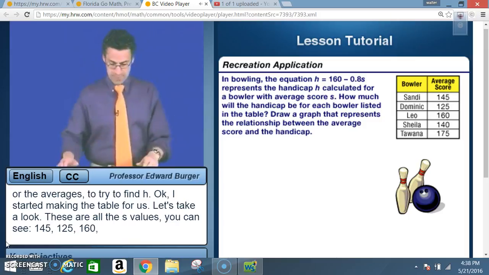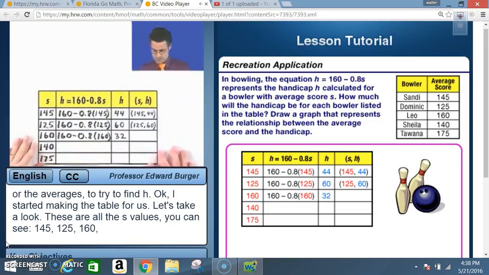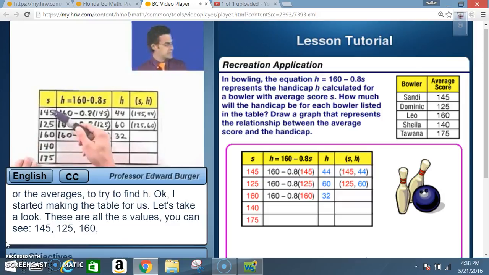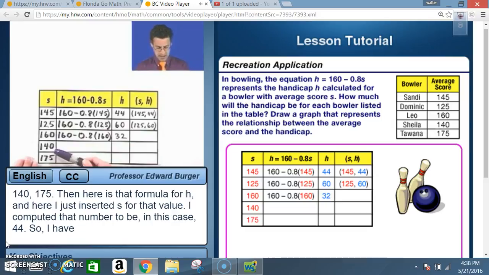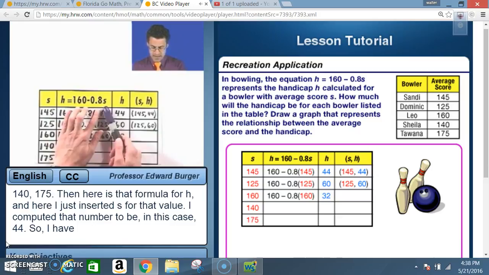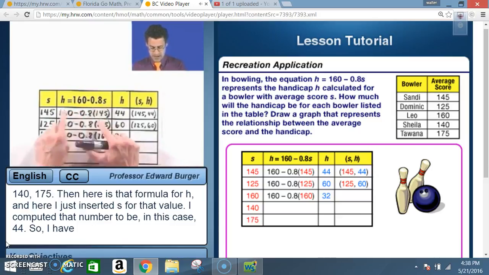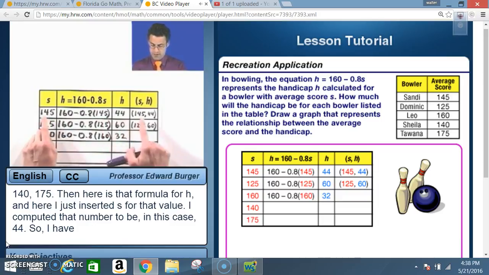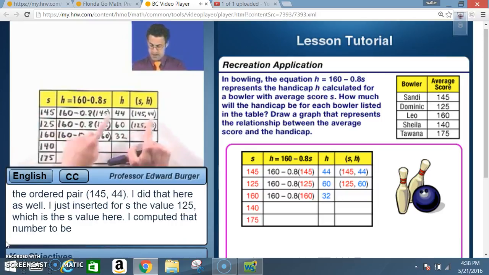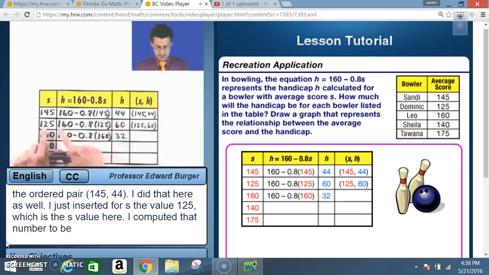the formula to try to find h. Okay, so here I actually started making the table for us. Let's take a look. These are all the s's. You can see 145, 125, 160, 140, 175. And then here's that formula for h. All I did was insert for s that value. And I computed that number to be, in this case, 44. So I have the ordered pair 145, comma 44. I did that here as well. I just inserted for s the value 125, and then computed that number to be 60, and then there's my ordered point.